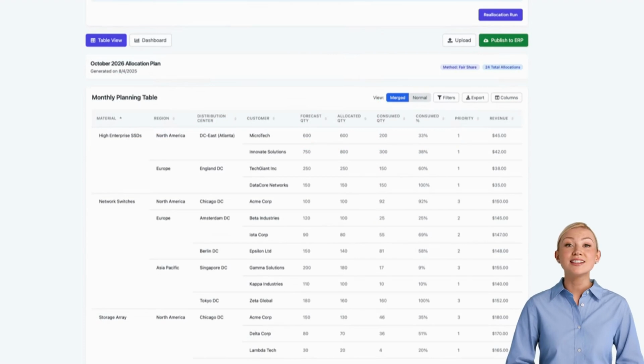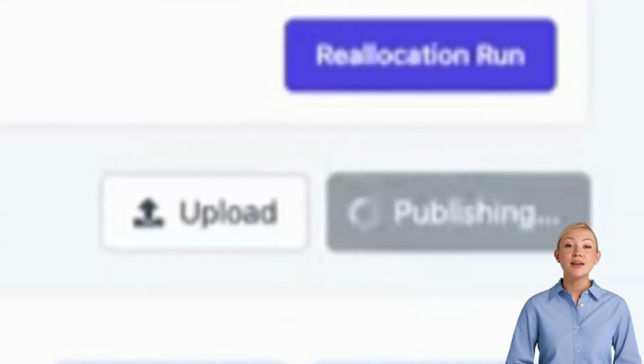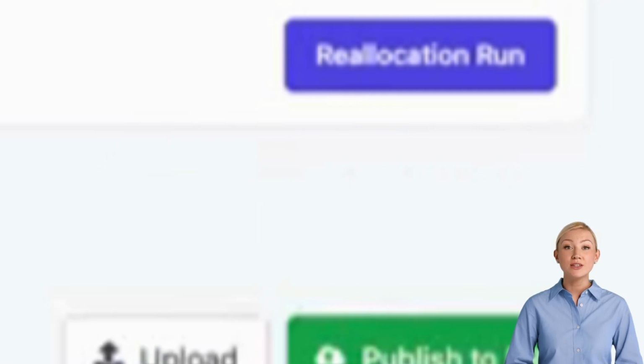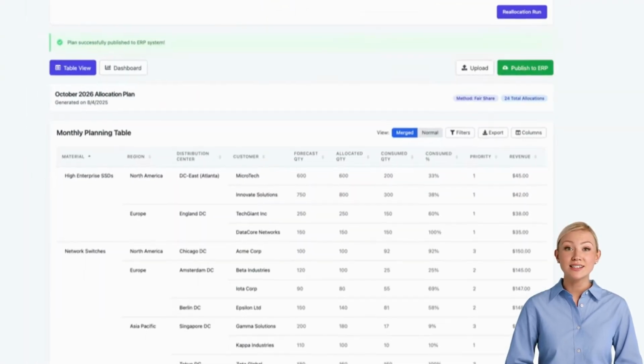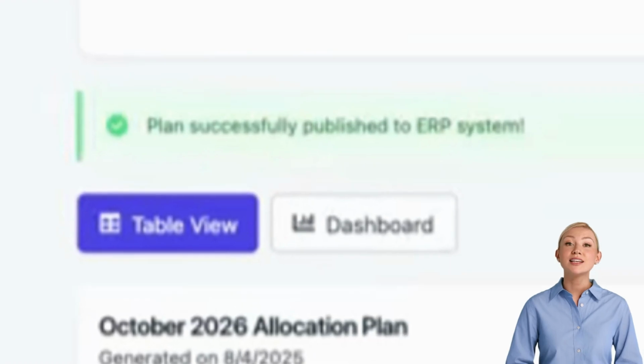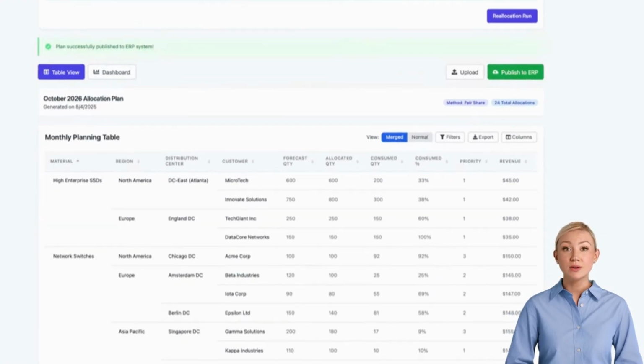Finally, let's see how these AI-driven allocation decisions get implemented across the business. The Publish to ERP button seamlessly integrates our optimized allocation plan directly into enterprise systems, ensuring that sales teams, warehouse operations, and financial planning all work from the same intelligent allocation strategy. This single-click integration transforms sophisticated AI analysis into operational reality, automatically updating inventory reservations, customer allocation limits, and fulfillment priorities across the entire supply chain. This closes the loop from AI insight to business execution, ensuring our optimization decisions drive real operational improvements.